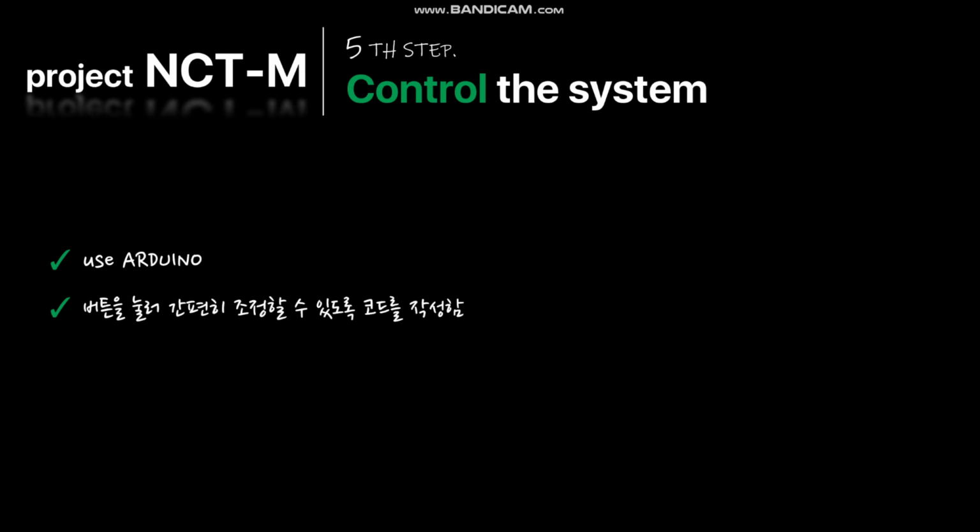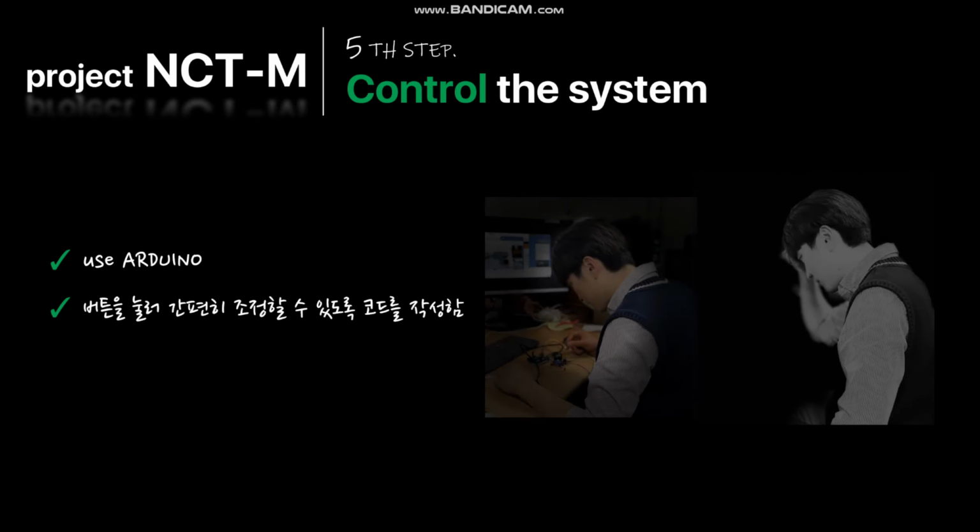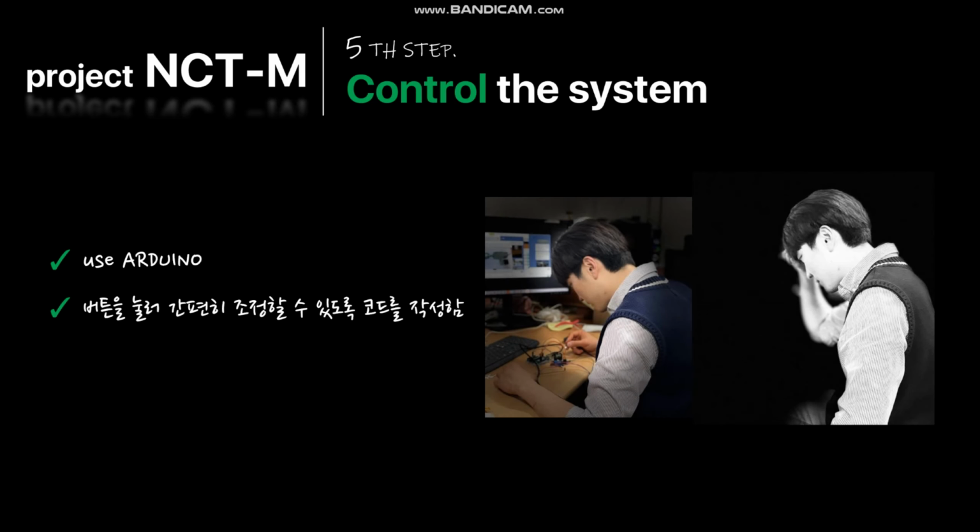Next step, we have to control this system automatically. We used Arduino and we wrote code to control it with one button. Our team member studied day and night and he succeeded in making the Arduino control work. We will show you later. Okay, now the final step. Now that we've finished the production process, I'd like to finish the project presentation with a feasibility test of our real model.